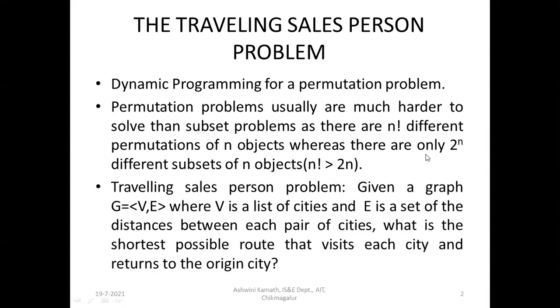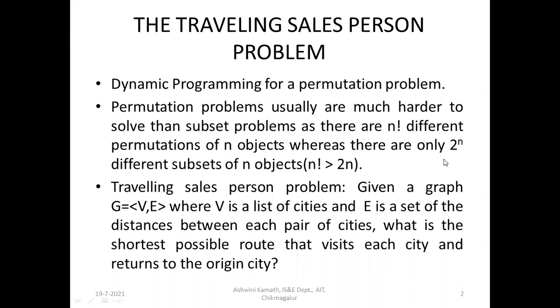Traveling salesperson problem. First we'll see what the traveling salesperson problem is. We will be given a graph. That graph contains a number of vertices and edges, V comma E, where the vertices are considered to be a list of cities. Each vertex represents a city, and E is the set of distances between each pair of vertices. This edge list holds the distance between each pair of cities.